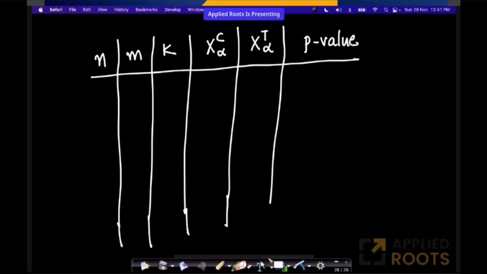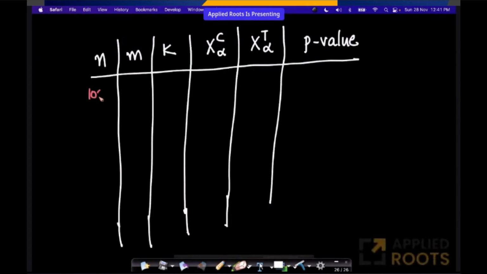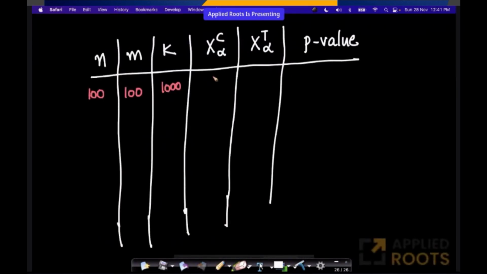Let's understand what's happening here. Initially, this is how you do simulations. Your n equals 100, your m equals 100, your k equals 1000. Typically for k, we take large values. What are our xc and xt here? Your xc is a Pareto distribution with alpha equals 10. Your xt is a Pareto distribution with alpha equals 9. Again, these results will change if the distributions change. Let's not forget that.